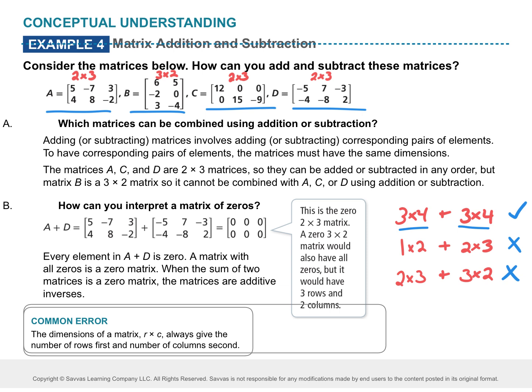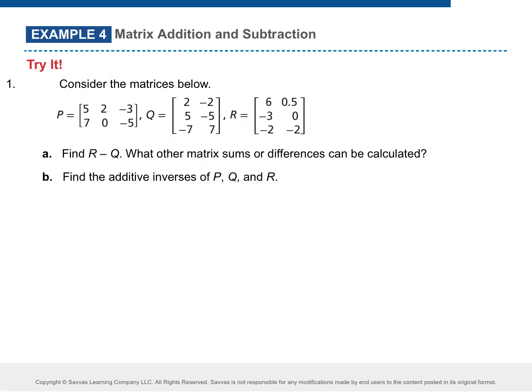So let's look at your example 4 here. It wants us to find R minus Q in part A. So R minus Q. I'm going to start with 6 minus 2, which is 4. I should back up a little bit. Can I add Q and R together? Yes, because they're the same dimension. This is a 3x2 and this is also a 3x2, so we can add them together. So 6 minus 2 is 4. What about 0.5 minus a -2?